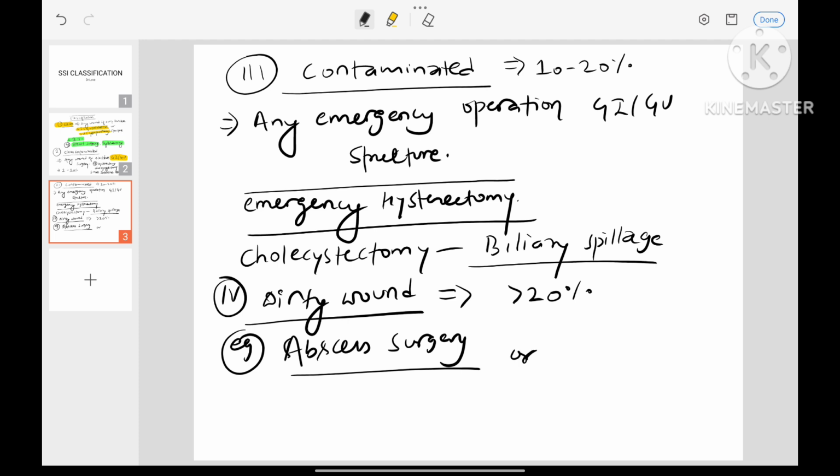Or you are operating on a perforated bowel. Whenever there is a bowel perforation, there is a very high chance of infection. So this concludes our classification. Thank you.